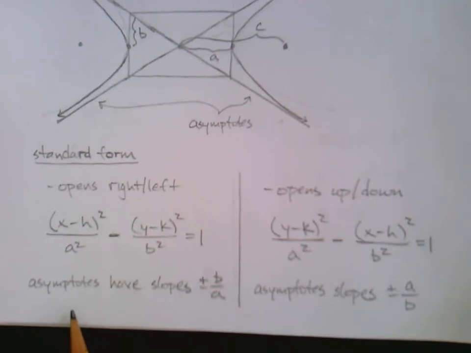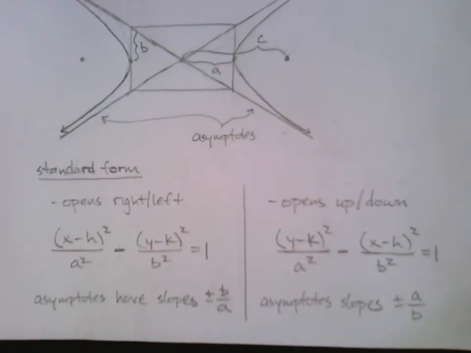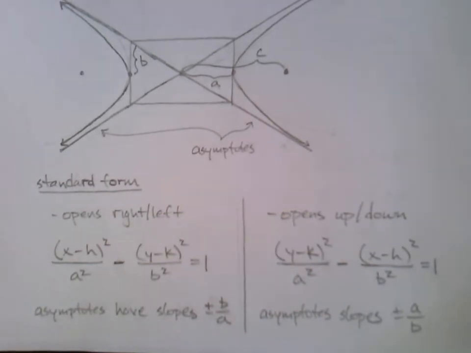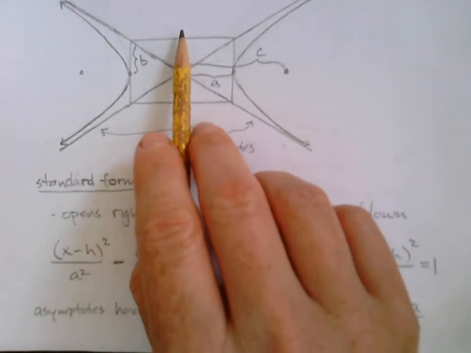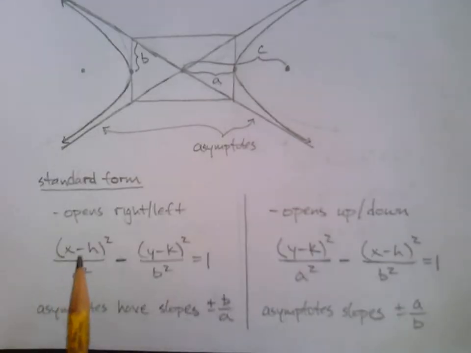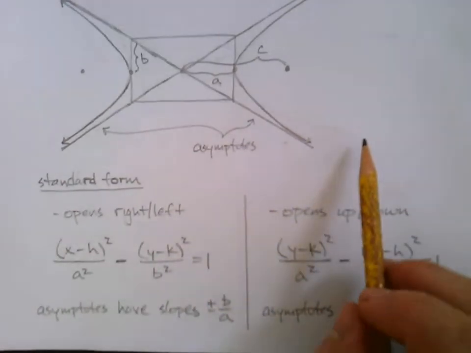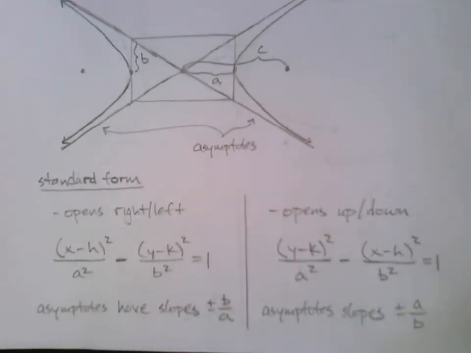The asymptotes, the slopes. You might be asked to find the equations of the asymptotes. If it's the opens right and left style, then they have slopes plus and minus b over a. Why is that? Starting from the center, you go rise and run, right? Up b over a, or down b over a. If it's the up and down style, then we take the reciprocal. It's a over b, because the rise would be a and b would be the run.